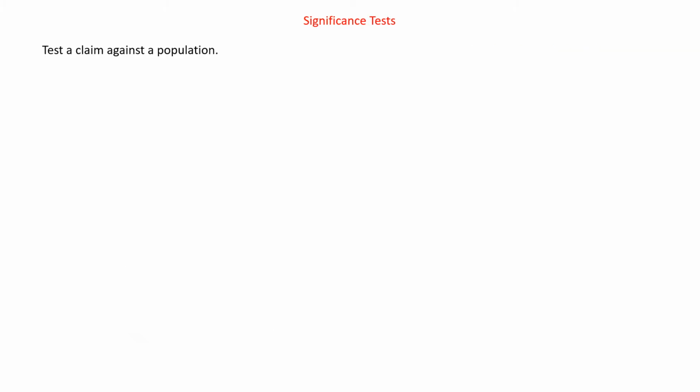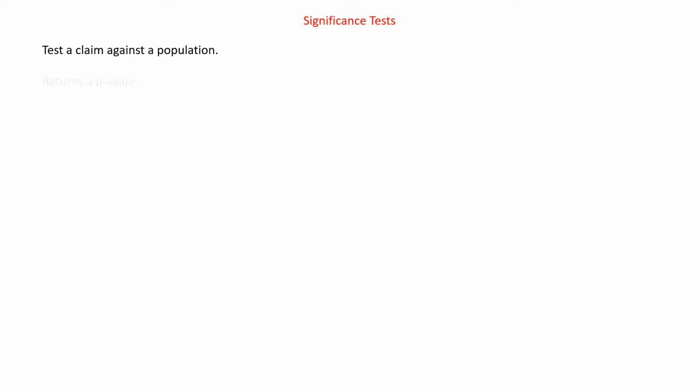Significance tests, as opposed to confidence intervals, which estimate the mean, test a claim against a population. Now that could be a bunch of different ways. We could know that the average high school student's height in the US is 5'10", and we think that Stanwood is shorter than that, or taller than that, or just not 5'10". So that would be the claim against our population. We're thinking that maybe we're not the same as the rest of the United States.